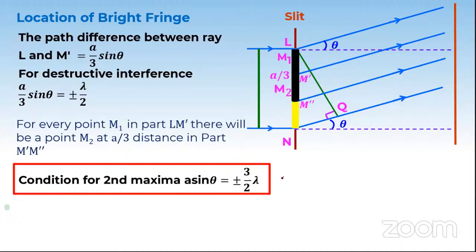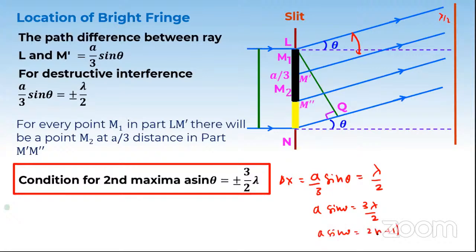Let me solve this equation. The path difference delta x from the triangle was a by 3 sin theta, and I gave a condition that if light waves meet at lambda by 2, they destructively interfere. So a sin theta is equal to, what do I get? I get 3 lambda by 2. Or 3 lambda by 2 can also be written as a sin theta is equal to (2n plus 1) lambda by 2. This is the condition for bright fringe in diffraction.